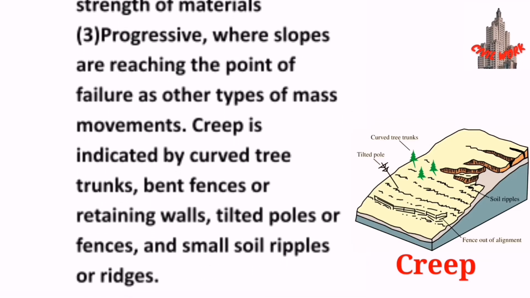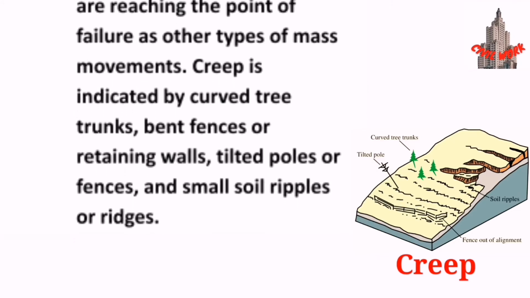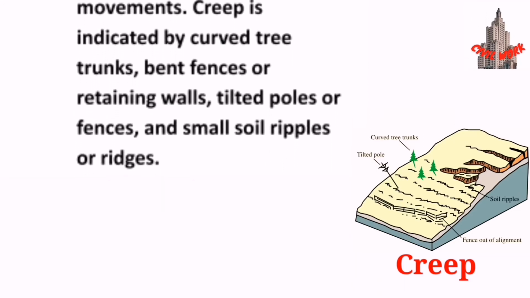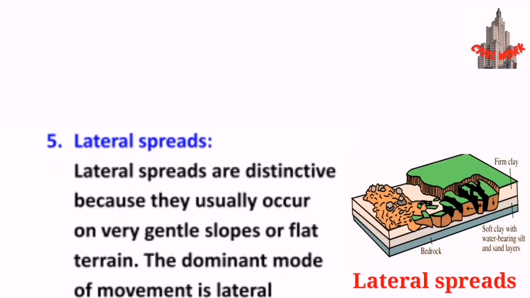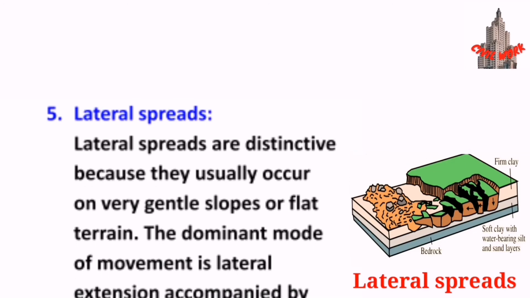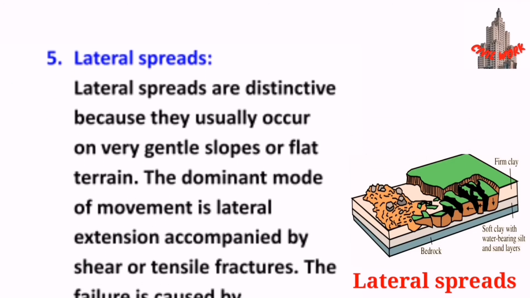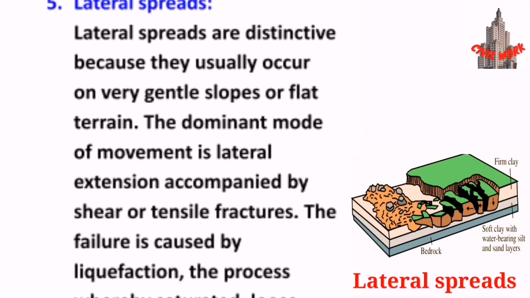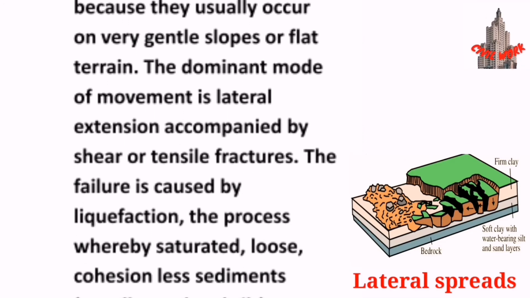Creep is indicated by curved tree trunks, bent fences or retaining walls, tilted poles or fences, and small soil ripples or ridges. 5. Lateral spreads. Lateral spreads are distinctive because they usually occur on very gentle slopes or flat terrain. The dominant mode of movement is lateral extension, accompanied by shear or tensile fractures.